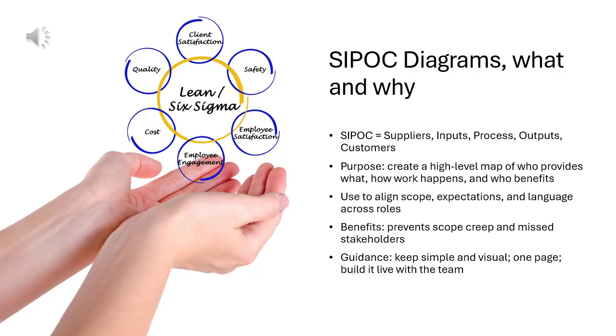Use it to align scope, expectations, and language across roles. It prevents scope creep and missed stakeholders. Keep it simple and visual. One page is ideal. You can build it in a meeting, live with your team.